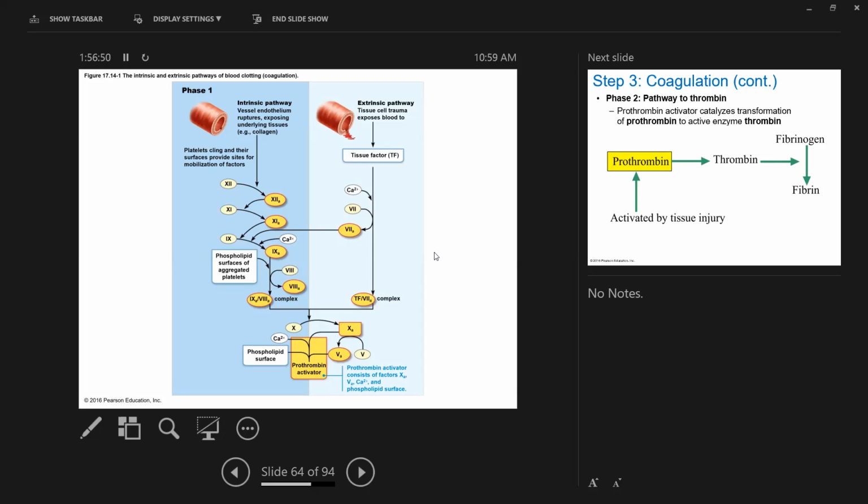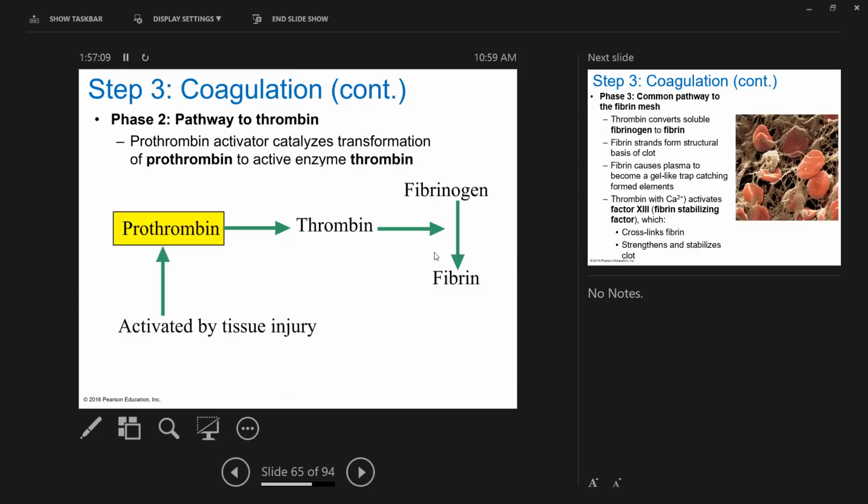But both mechanisms work to get you to the same place. One depends on platelets, one depends on tissue damage. So we're going to have both pathways moving very quickly to turn on prothrombin. Prothrombin activator turns on prothrombin and converts it to thrombin. Thrombin is the active version of prothrombin. Prothrombin is inactive unless it's been acted on by the two pathways. Once prothrombin is activated, it turns to thrombin.